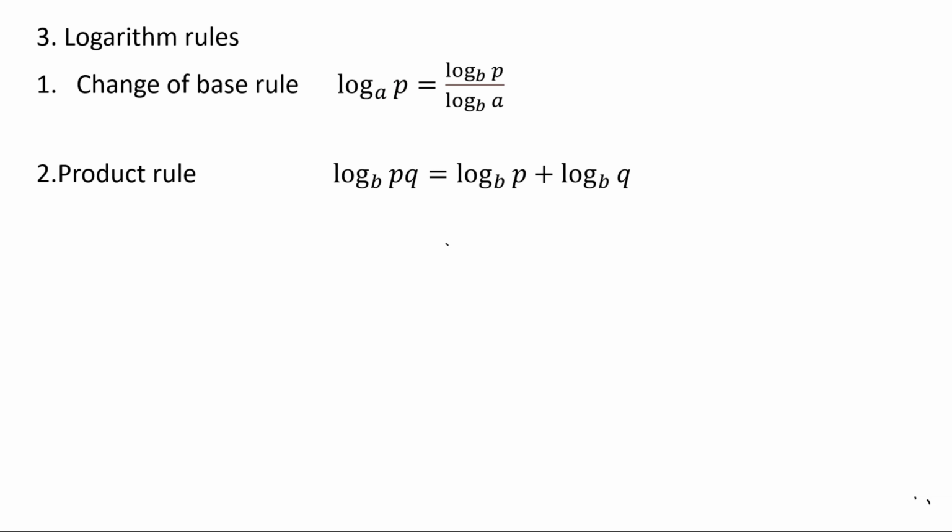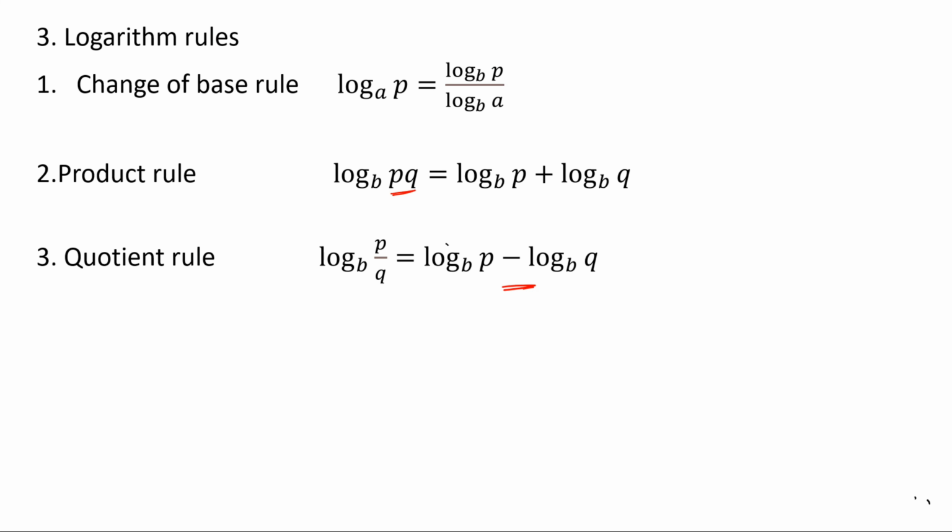Product rule. Log base b of pq. pq is the product, so that can be written as log base b of p plus log base b of q. Next is the quotient rule. When we are dividing p by q, then it would be the same thing with the minus. So log base b of p minus log base b of q. Power rule. Whenever there is a power like p to the power of n, then this power would move in front. So that would be n times log base b of p.